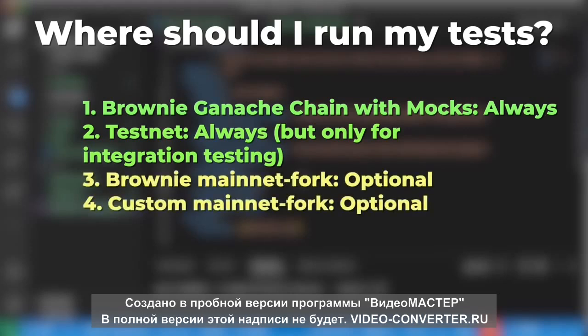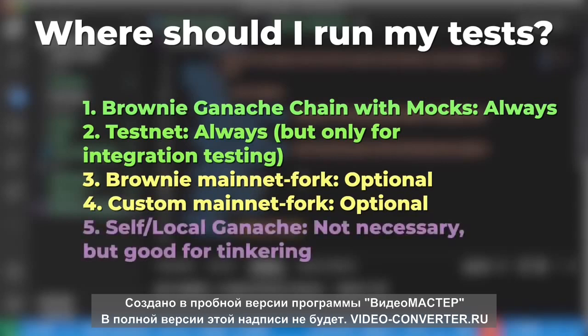I think testing on mainnet fork and your own local Ganache are optional. Testing on mainnet fork can be done, and probably should be done, whenever all of your contracts and all of your interactions are going to be on chain, on one chain, without any external off-chain components. Testing on your own local Ganache is really more meant for tinkering and exploring and seeing things yourself. So that's going to be the setup here.